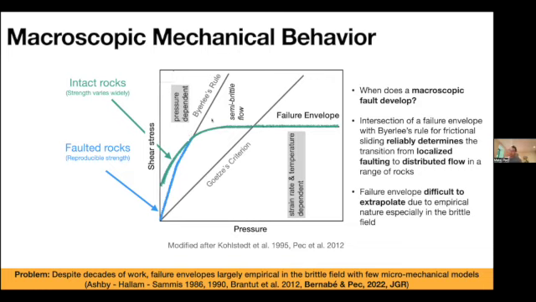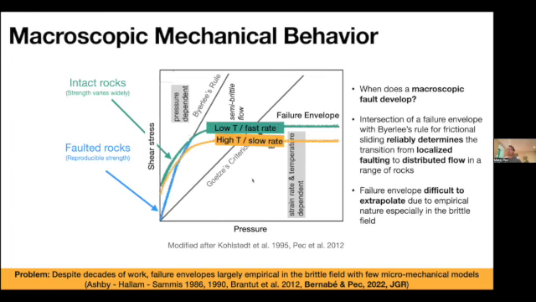The issue with this is that despite decades of work, failure envelopes are largely empirical in the brittle field, and only a few micromechanical models exist that would allow for better extrapolation. So determining where exactly this transition is in terms of intersection of this Byerlee's rule for frictional sliding and failure envelope is not trivial, as the failure envelope will depend on the temperature, rate, and other parameters.